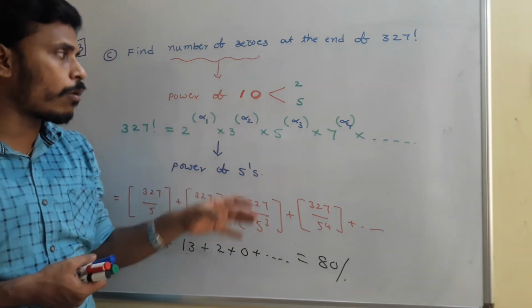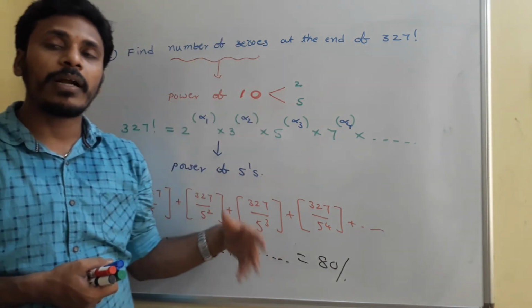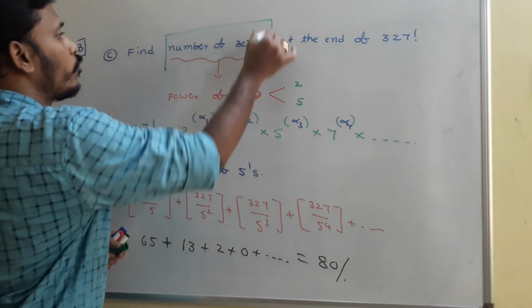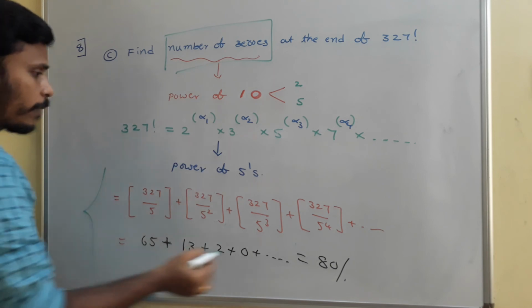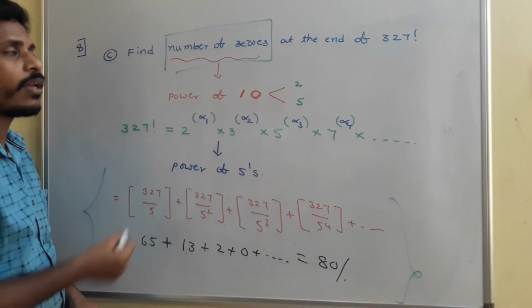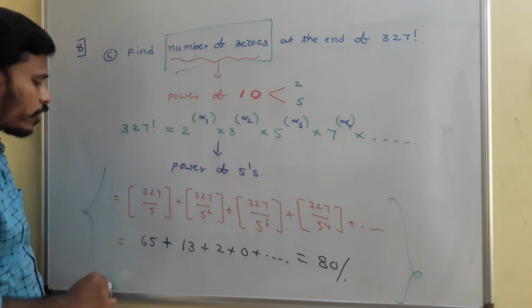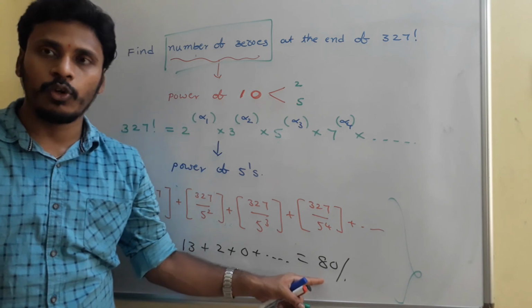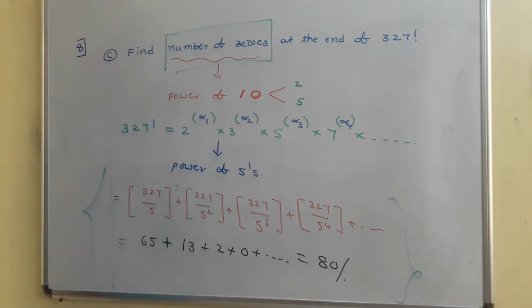So as a first problem, I discussed everything. But generally, to calculate the number of zeros, you just directly write these two steps. That's enough. This discussion is not needed every time. Just to find the number of zeros, you go with these two steps, and at the end you will find that the number of zeros is 80. Just have a look.